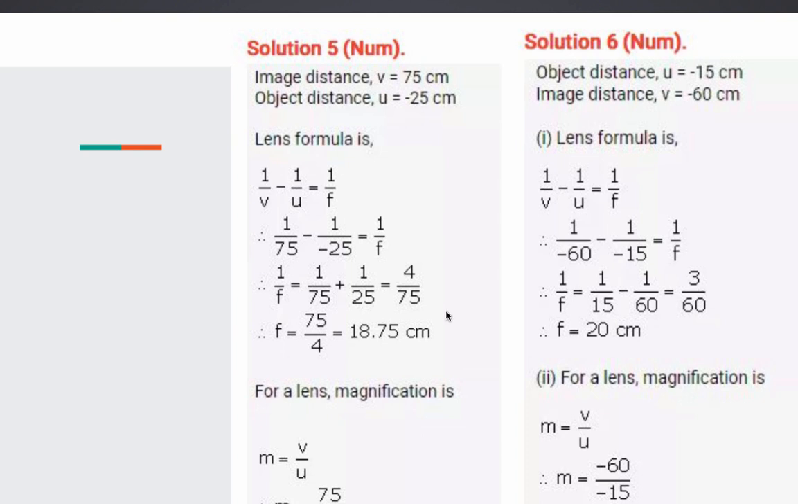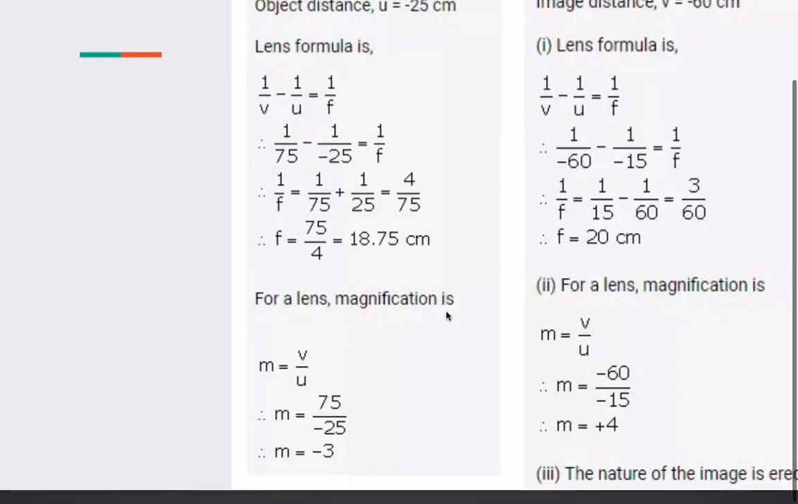Okay. The question has one more part, to find out the magnification. Magnification formula, we will use V upon U, or we can also use size of image upon size of object, depending upon what is given. That was not given, so M is equal to V by U. Put the value, V is positive 75, U is negative, that is 25.